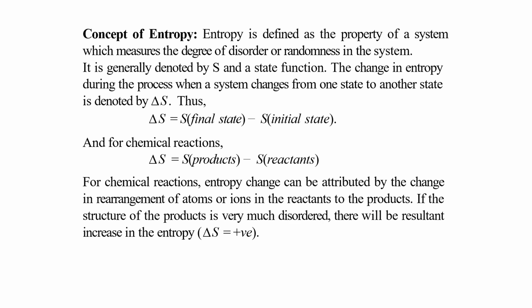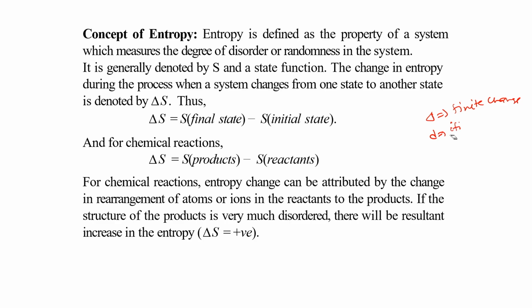Now we discuss the concept of entropy. Entropy is defined as the property of a system which measures the degree of disorder or randomness in the system. It is generally denoted by S, and it is a state function. The change in entropy during a process when a system changes from one state to another is denoted by delta S. So delta we write when there is a finite change, and d we write when there is an infinitely small change.